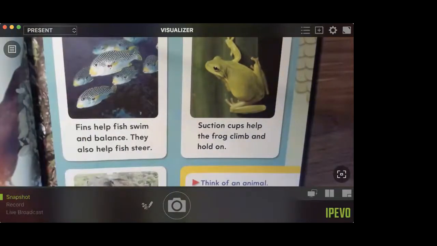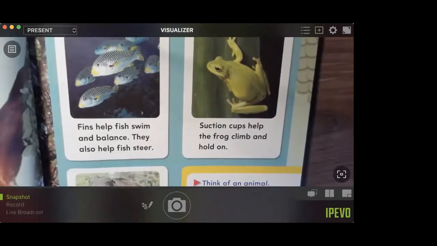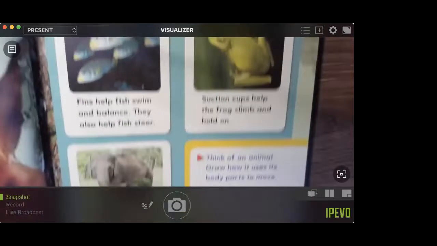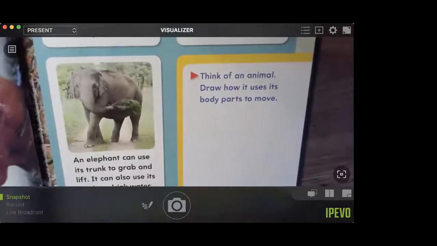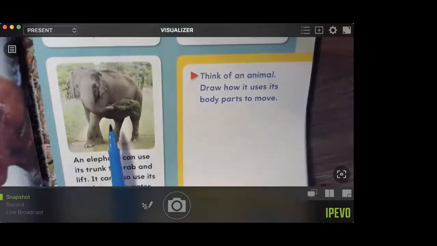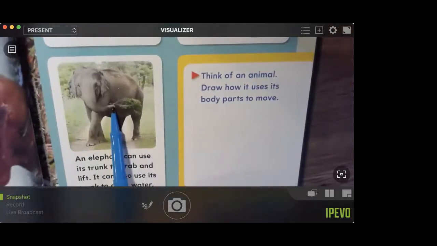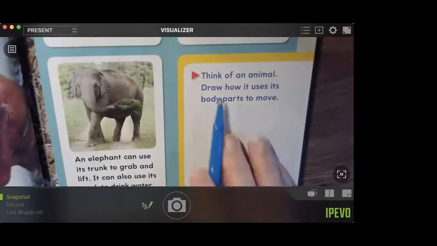Okay? And then an elephant can use its trunk to grab and lift. It can also use its trunk to drink water. Oops, sorry, I realized you couldn't see that. An elephant is one of my favorite animals, and I think they're just so neat. Like, look at this. This trunk is being used kind of like thumbs or like a hand for us, okay?